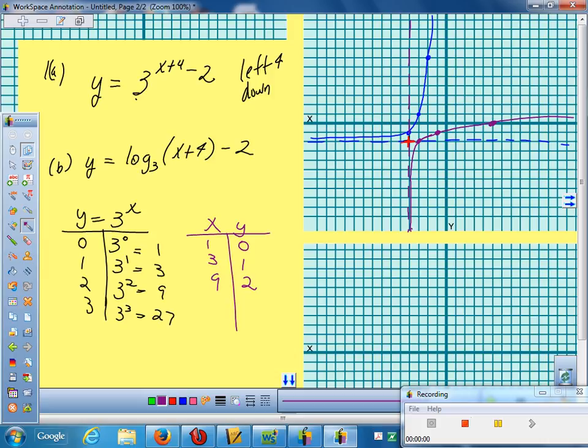And you can see they're inverses of each other. They're a perfect reflection of each other. Wait, they reflect over y equals x? Yes, they reflect over y equals x, if y equals x goes through your new shifted origin.